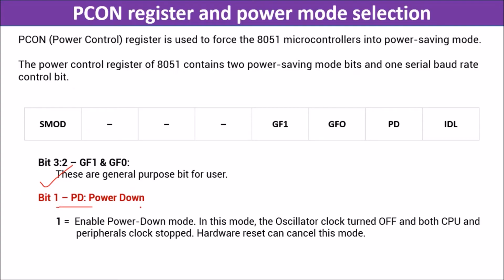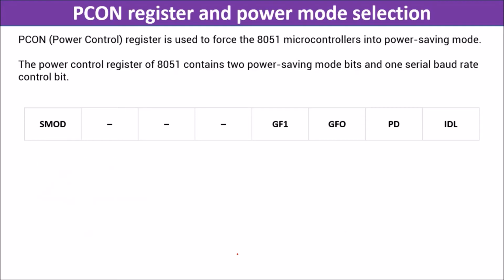The PD bit, bit 1 of the PCON register, is used to put the microcontroller into power down mode. So 1 means enable power down mode. The oscillator clock turns off, and both the CPU and peripheral clocks stop. Hardware reset can cancel this mode, that means it can wake up from the power down mode. 0 means it will disable the power down mode. In the diagram, this PD bar is shown. So if this PD bit is 1, then PD bar will be 0.